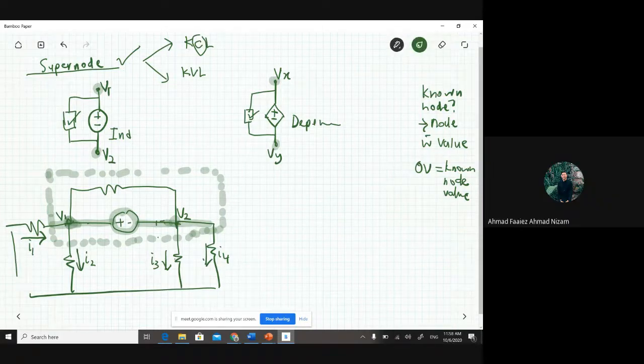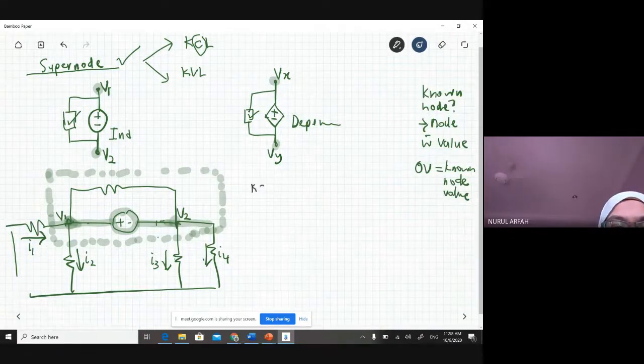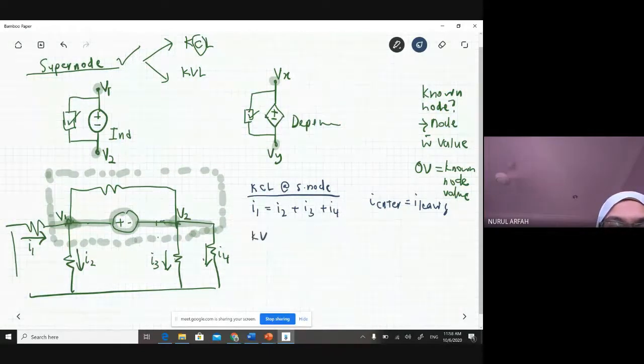I1 equals I2 plus I3 plus I4. Yes, good. So you can write like this. KCL at the supernode: the entering current, I1, should be equal to the leaving current. So I1 is equal to I2 plus I3 plus I4. And then what is the KVL around the supernode?